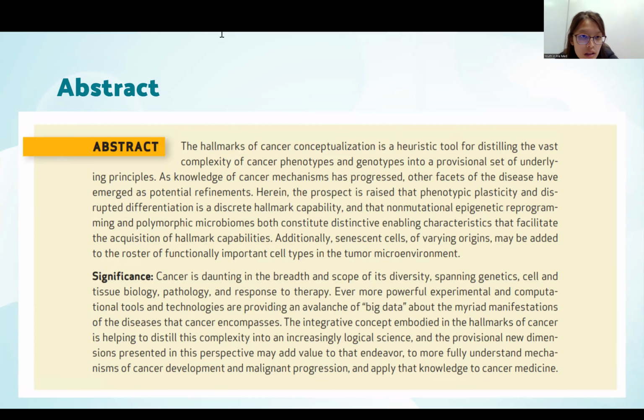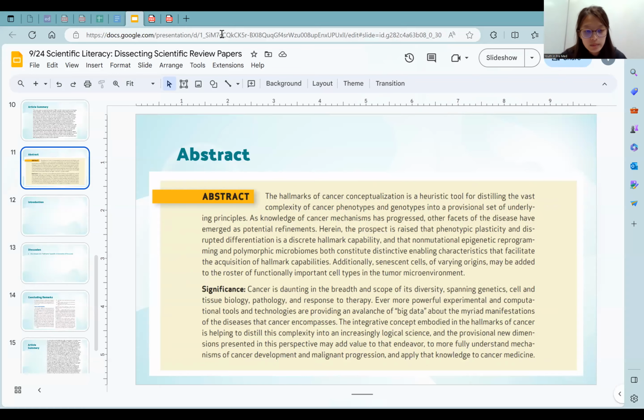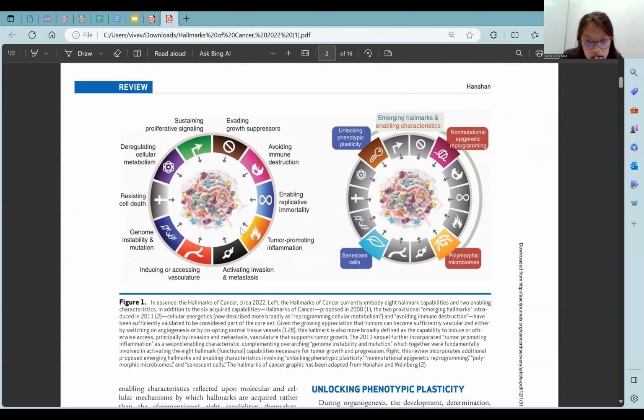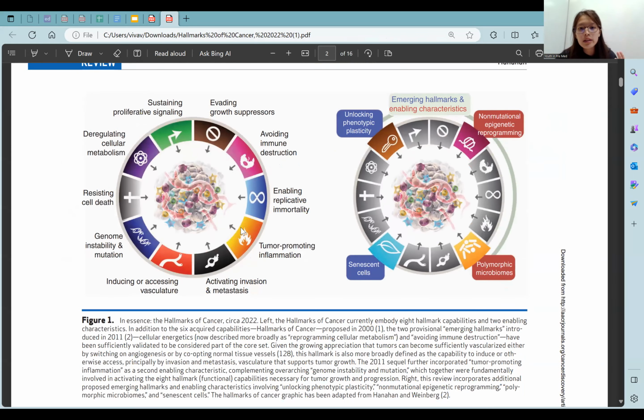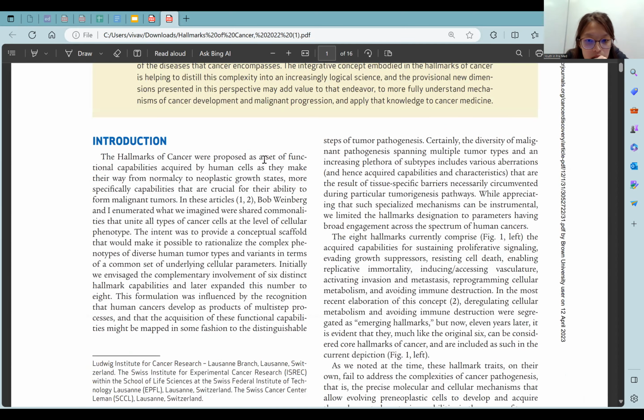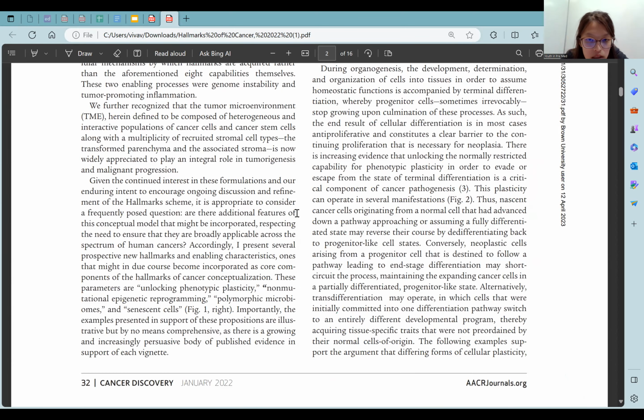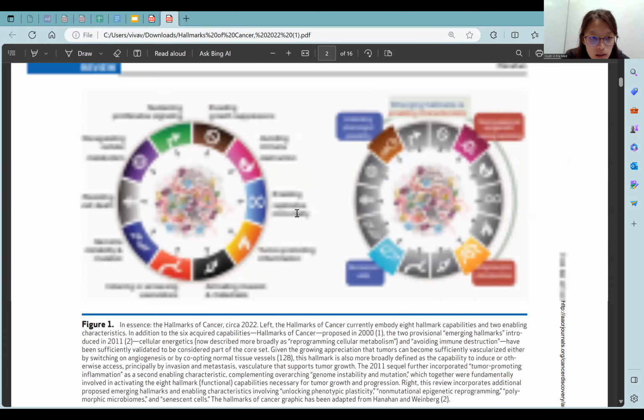So just to look at this paper here, these here are the hallmarks of cancer, and they have been modified multiple times depending on new findings and whether scientists have looked at it and decided there are better ways to categorize these types of cancer and the cells and the components of this. The introduction here is also a little bit longer than the other one.